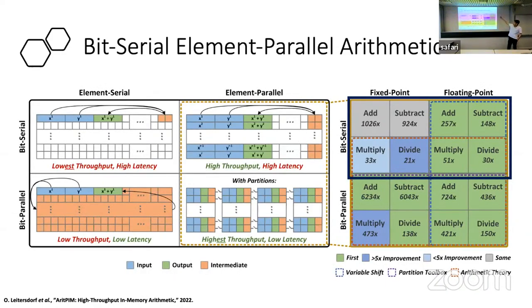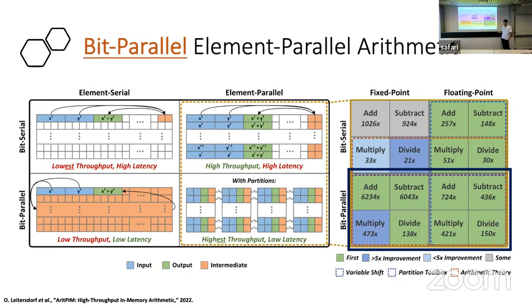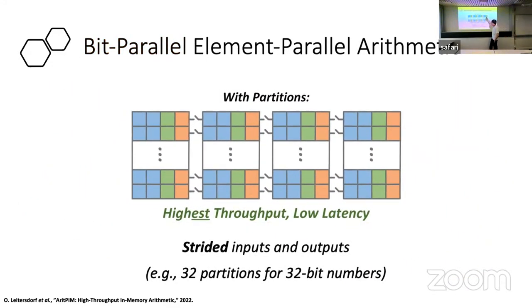So if we go back to the overall image, this basically covers the first half. Bit serial fixed point is what we had in the beginning. Bit serial floating point is what we just did now. And we're going to talk a little bit about bit parallel algorithms. Here, again, our goal is to use partitions in order to get both higher throughput even and to reduce latency. So we're not performing the NOR gates one after the other like we did before. Now we can perform multiple NOR gates in one row at the same time.